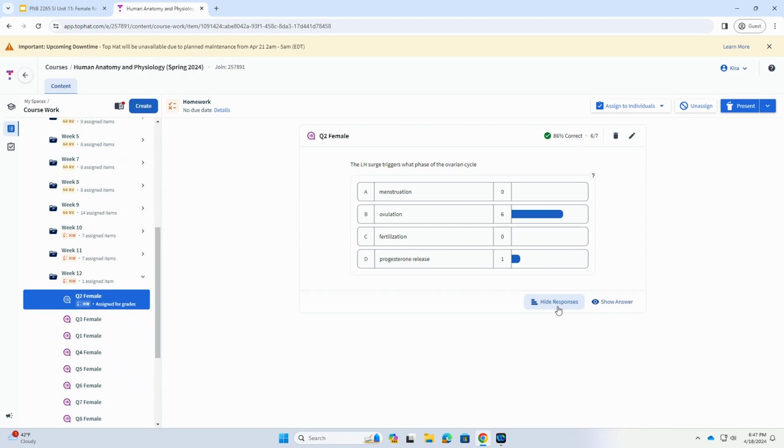Okay, so I was going for ovulation here, but it kind of does indirectly trigger progesterone release. I'd say ovulation is the best answer, but the second best would be progesterone release, because after ovulation the corpus luteum is starting to be formed, which releases estrogen. But the LH surge directly triggers ovulation.